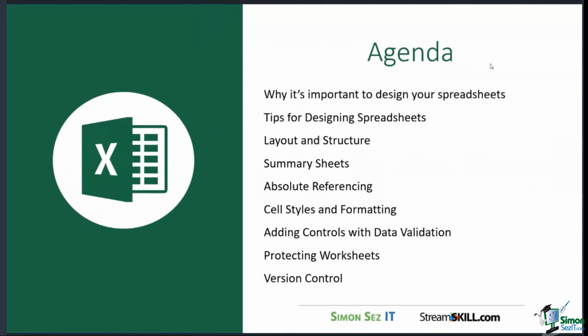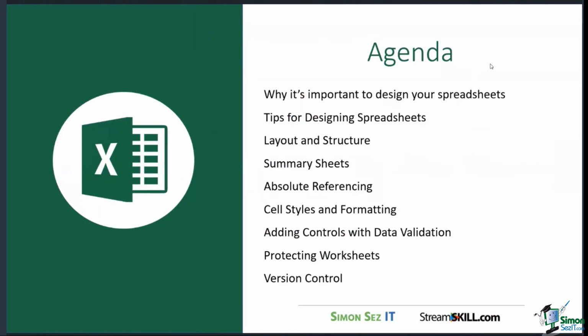So I'm just going to start out by talking to you a little bit about why it's important to design your spreadsheets. I'm then just going to go through some tips that I have, some golden rules when it comes to designing or setting up spreadsheets. We're going to talk about the layout and the structure of your workbooks, and I'm going to show you how you can utilize something called summary sheets. I'm also going to do a recap on absolute referencing because that's a really important thing when it comes to cutting down on errors and the amount of things you're having to change in a spreadsheet.